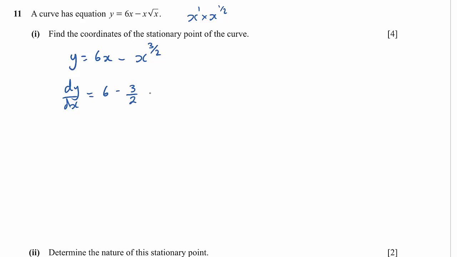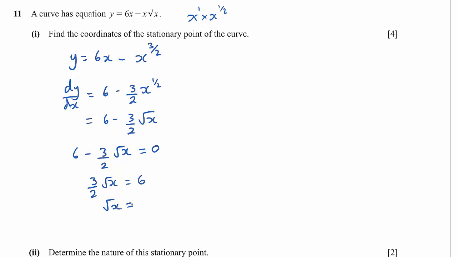take away 3 over 2, x to the half, which is 6 take away 3 over 2 root x. So we want 6 take away 3 over 2 root x to be equal to 0. So 3 over 2 root x is equal to 6. So root x is equal to 2 times 6 is 12 divided by 3, which is 4, which gives me that x is equal to 16.